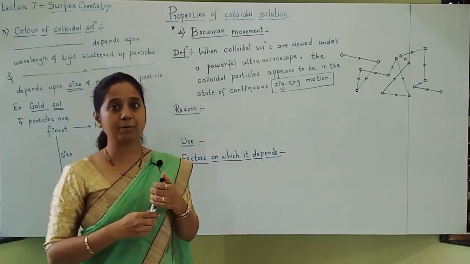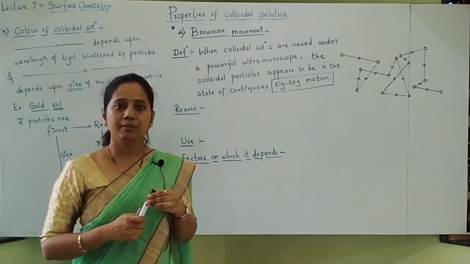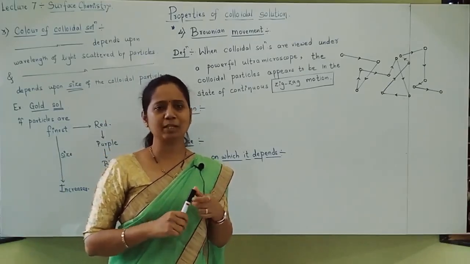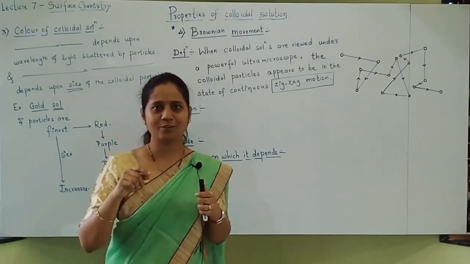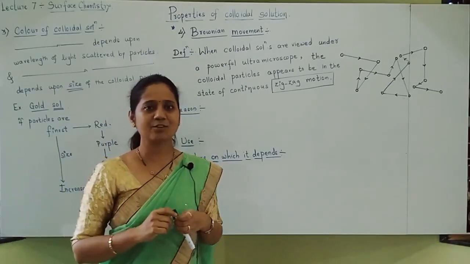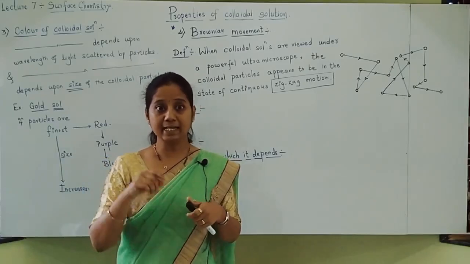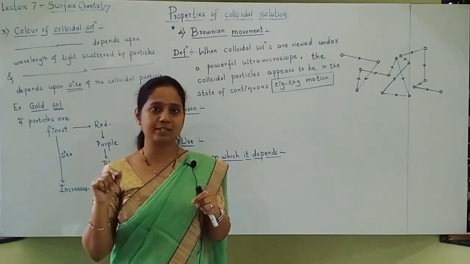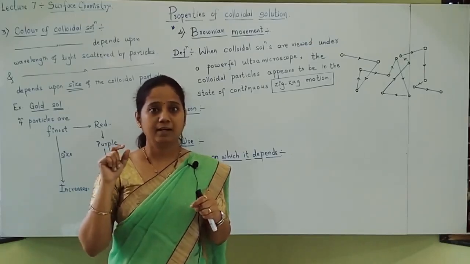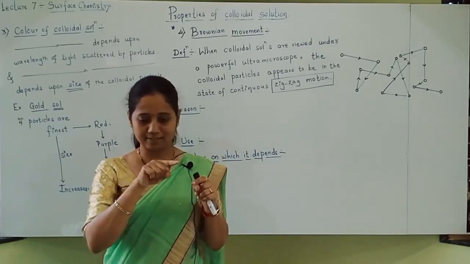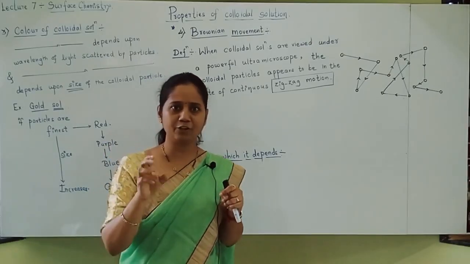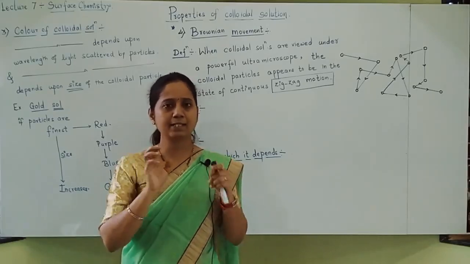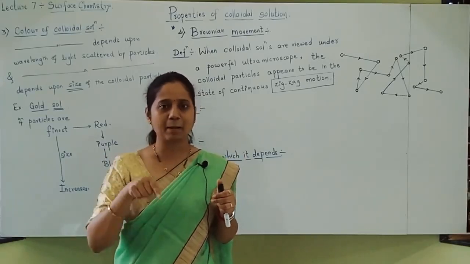Now, after the Tyndall effect, Brownian movement is also one of the very important properties shown by colloidal solutions. What is Brownian movement? Very simple, zigzag motion. Whatever is seen in colloidal solutions is called Brownian movement. That zigzag motion of the colloidal particles we can't see as it is. We have to observe the colloidal solution under an ultramicroscope. Then only we see that the colloidal particles are in continuous zigzag motion, moving in straight lines in a zigzag pattern.